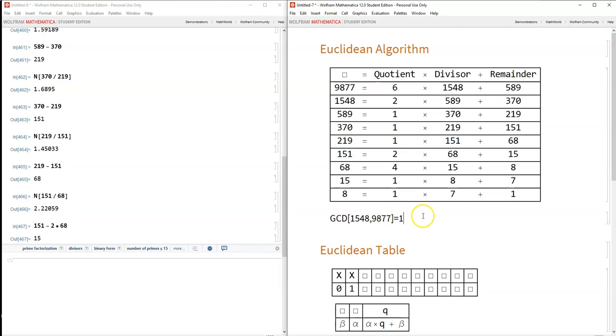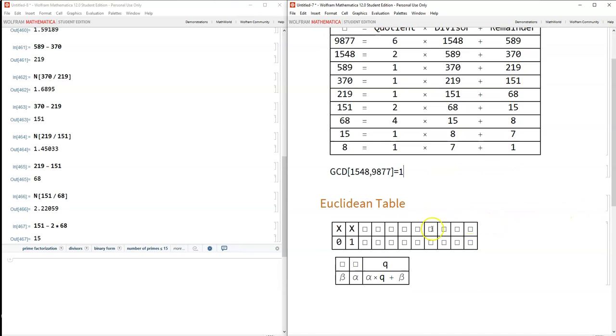To do this, we're going to use a Euclidean table. To construct our table, it has 2 rows. The first 2 entries of the first row are blank, or more accurately not used. That's why they've been X'd out. The second row always starts with 0 and 1. Our first step in completing the table is to fill in the first row, putting the quotients from the Euclidean algorithm into the cells, and we start with the last one. So we're going to start with 1, and then work our way up.